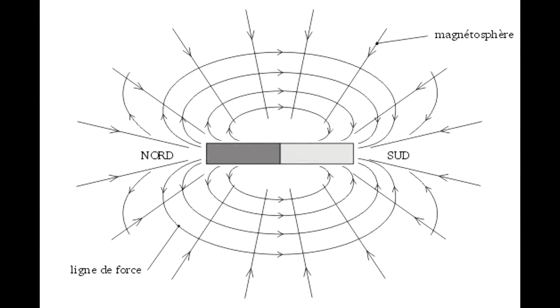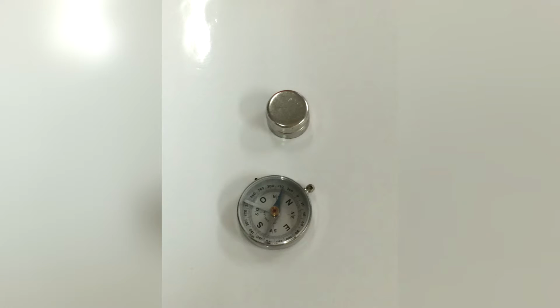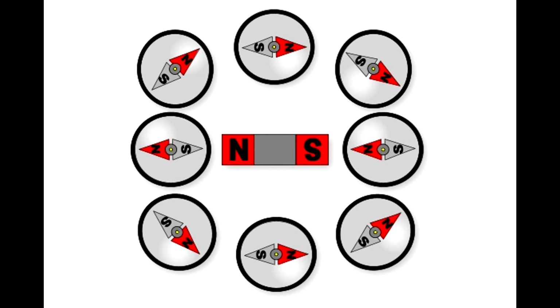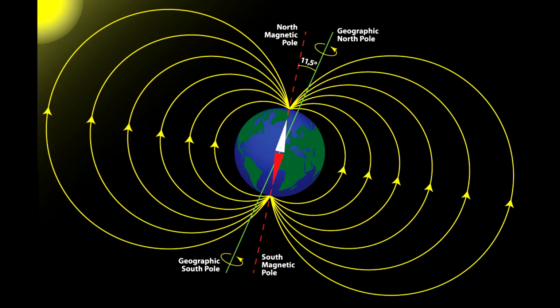Our objective was to visualize the magnetic field. Here is how it looks like in 2 dimensions with a straight barrel magnet and iron powder. Using a compass and making it move around the magnet, it is obvious that the magnetic needle seeks the south pole of the magnet. Thus, the north pole of the Earth is actually its south magnetic pole.